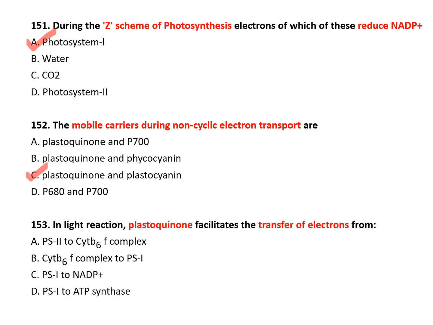The next question, number 153. In the light reaction, plastoquinone facilitates the transfer of electrons from: option A, PS2 to cytochrome b6f complex; option B, cytochrome b6f complex to PS1; option C, PS1 to NADP plus; option D, PS1 to ATP synthetase. The correct answer is option A, PS2 to cytochrome b6f complex.